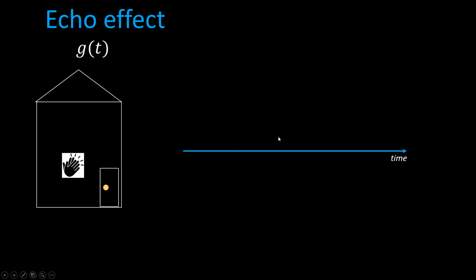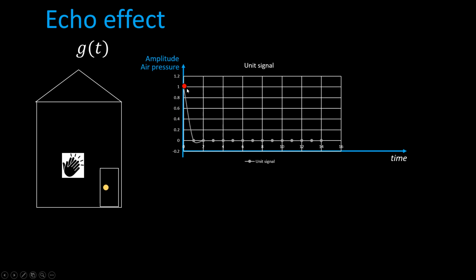We have the time axis and the amplitude of the sound representing the air pressure. Short burst means the duration of the signal is really short. It has unit amplitude. Then the sound will be reflected by the surrounding areas, creating the echo effect.